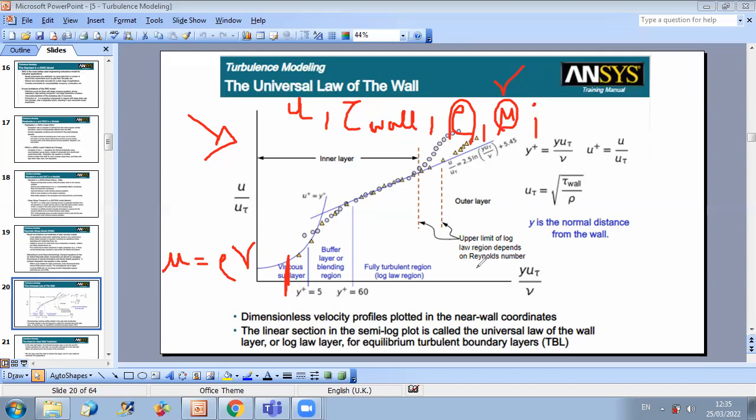And of course, since you are interested in the effect of the distance from the wall, you want to see how the distance from the wall will affect the performance of the flow. So another variable of interest is y.